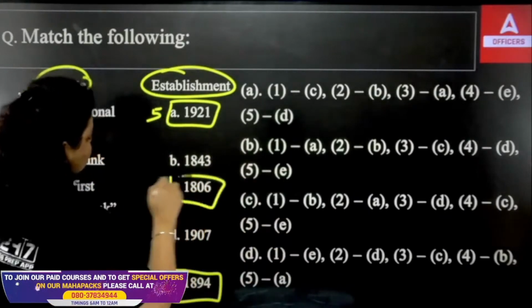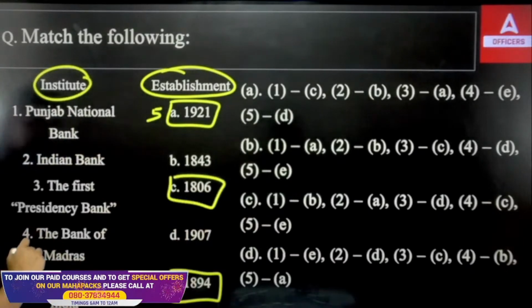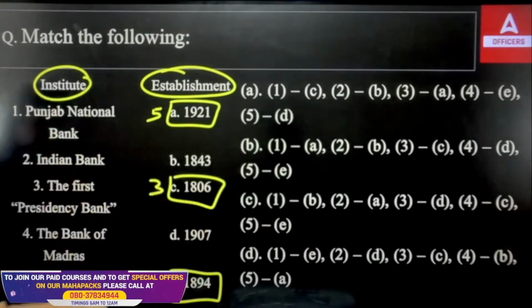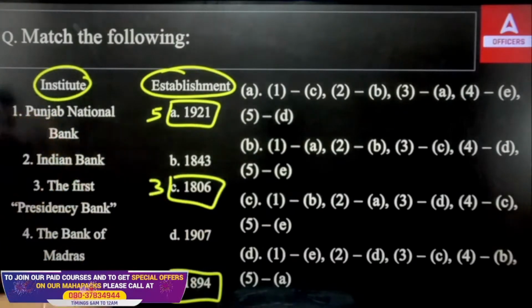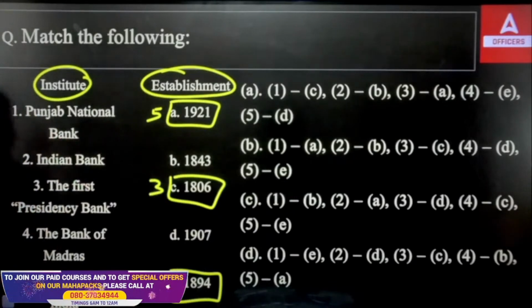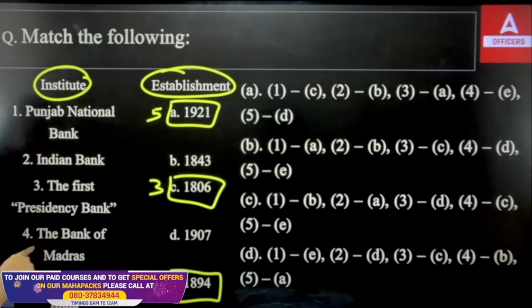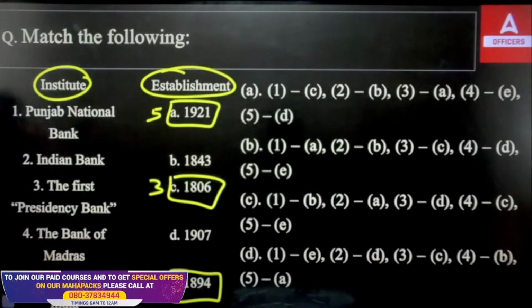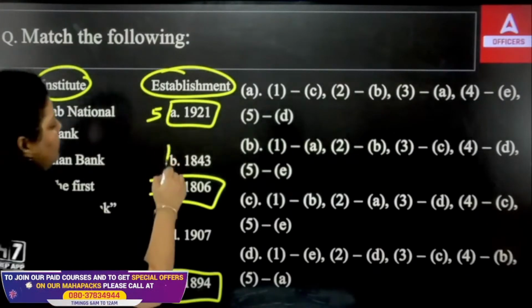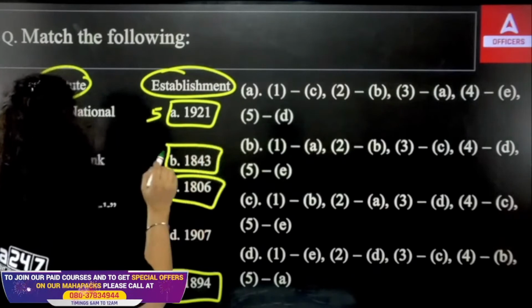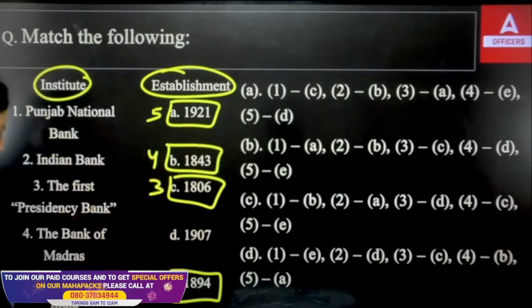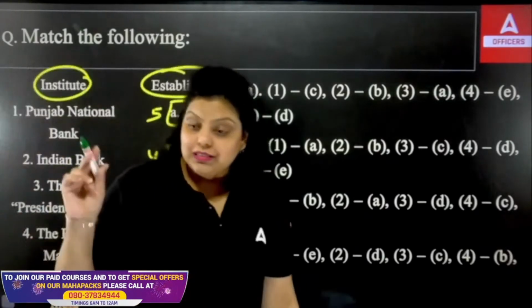So it was actually established in 1806, Bank of Calcutta. So this is third. Now, I do not know the establishment of Indian Bank. I really do not know the establishment of Indian Bank, but I know the establishment of Bank of Madras. It was established in 1843. That's the fourth.